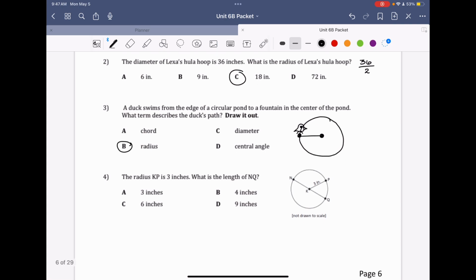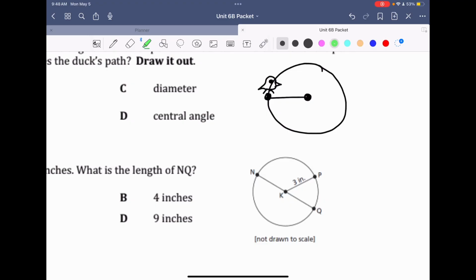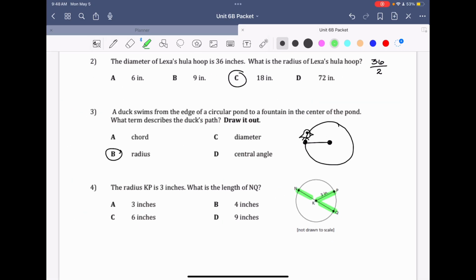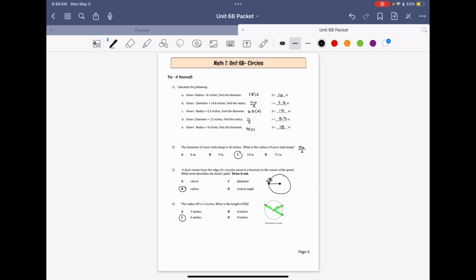Number 4, the radius KP is 3 inches. What is the length of NQ? So remember, just because this radius is drawn here, any line from the center to the edge, so all of these are also the radius. So NQ is made up of 2 of the radii, which means it is the diameter. So I'm going to double 3. So 3 times 2, or 3 plus 3, is 6. Right, that's all for this lesson.